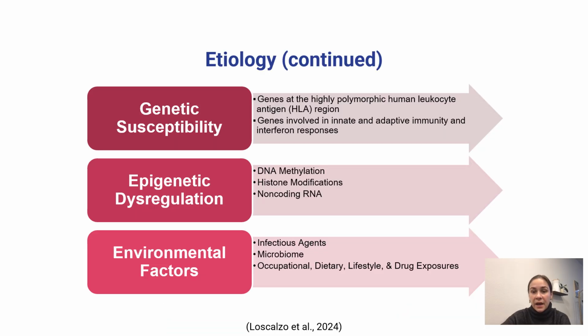Genetic susceptibility involves genes at the highly polymorphic human leukocyte antigen region, and genes involved in innate and adaptive immunity and interferon responses. Epigenetic dysregulation involves DNA methylation, histone modifications, and non-coding RNA. Environmental factors include infectious agents such as parvovirus B19, Epstein-Barr virus, and cytomegalovirus. Microbiome involves toxic oil syndrome and eosinophilia myalgia syndrome. Occupational, dietary, lifestyle, and drug exposures involve exposure to gadolinium contrast material, particulate silica, polyvinyl chloride, epoxy resins, welding fumes, and organic solvents and aromatic hydrocarbons. Bleomycin, pentazocine, cocaine, and appetite suppressants, immune checkpoint inhibitors such as PD-1 blockers, and radiation therapy.